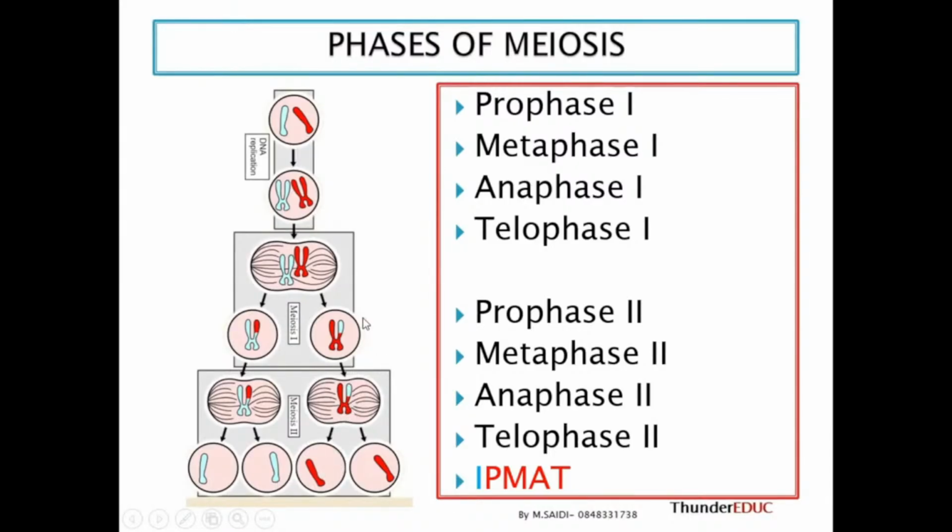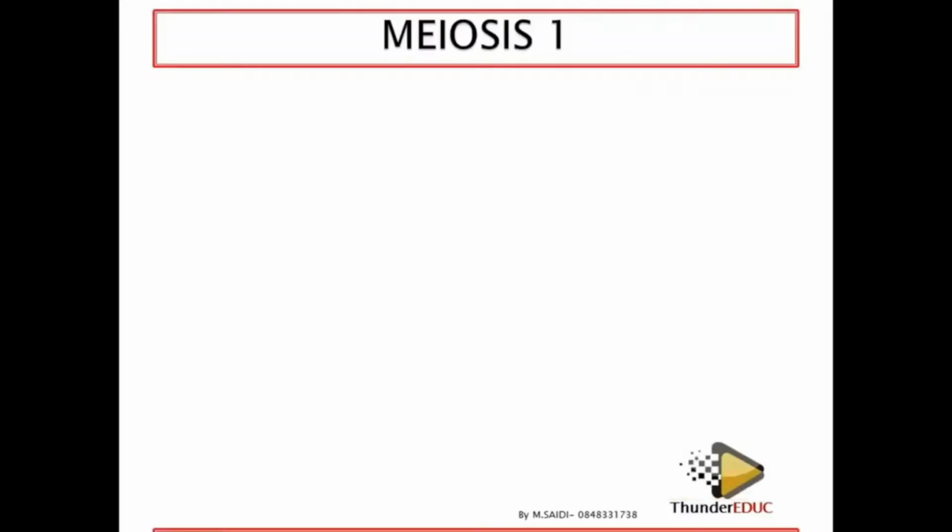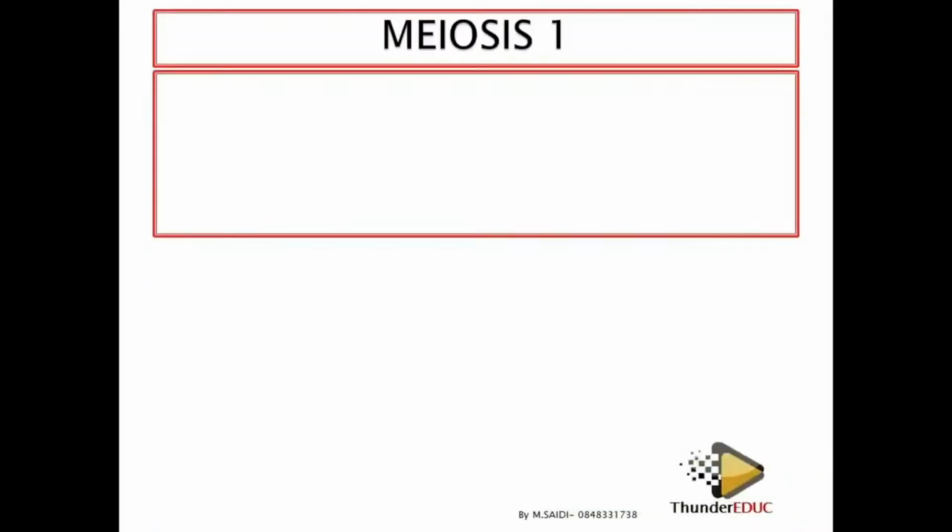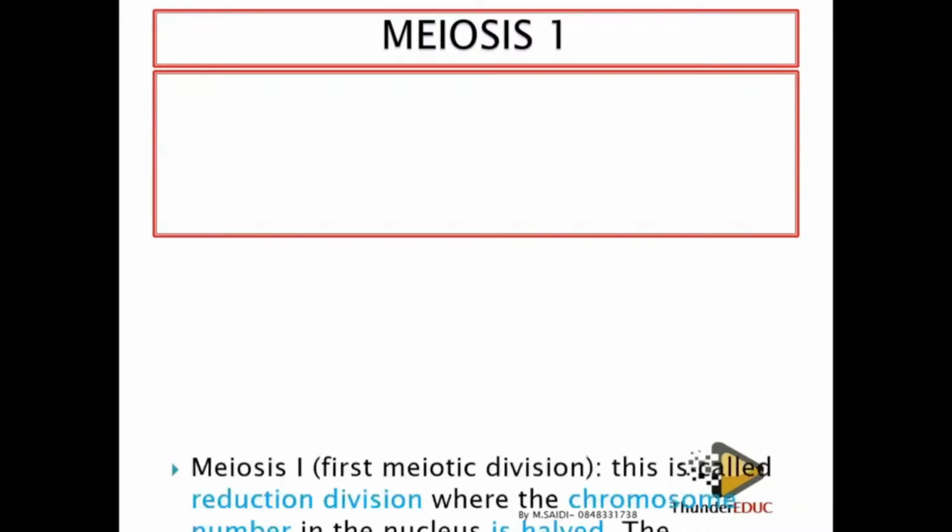But actually, what is really happening for this cell to divide is what you're going to look at in the details of each phase. Let's look at meiosis 1. Meiosis is divided into 2 divisions, not phases: the first meiotic division and the second meiotic division. The first meiotic division will have prophase 1, metaphase 1, anaphase 1, telophase 1. And then the second meiotic division will have prophase 2, metaphase 2, anaphase 2, and then telophase 2.